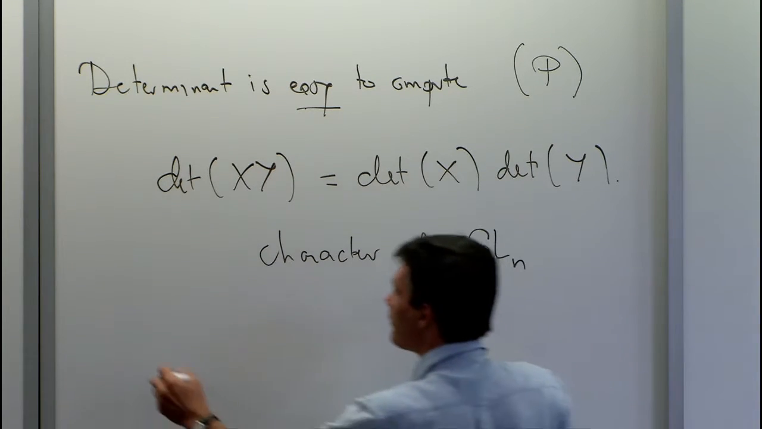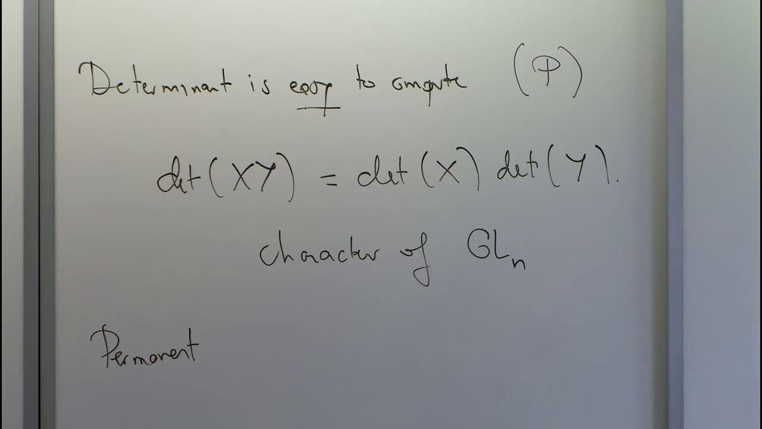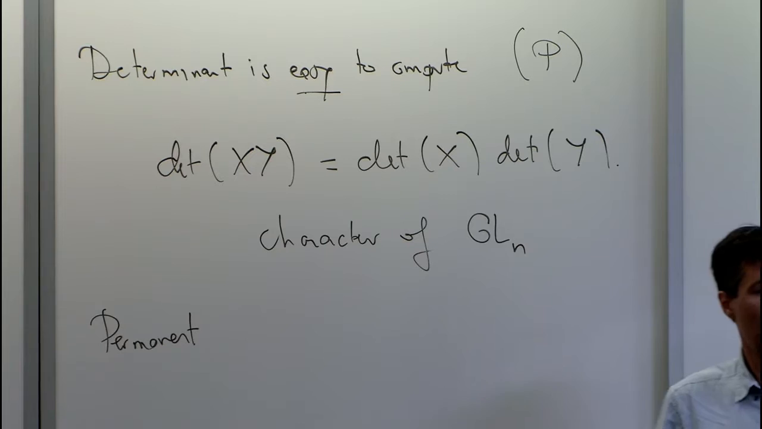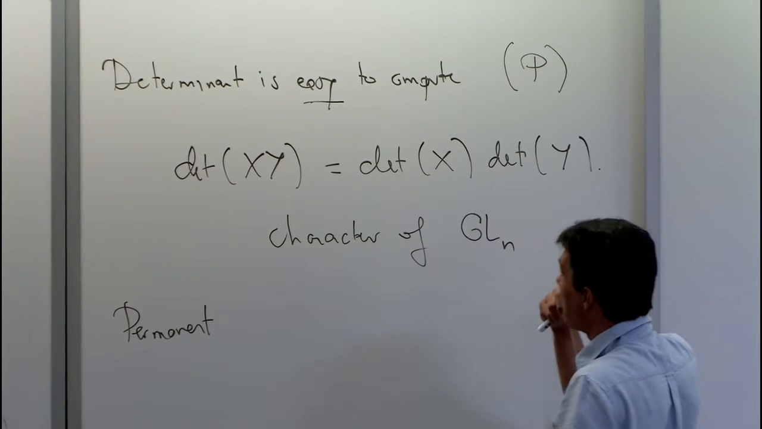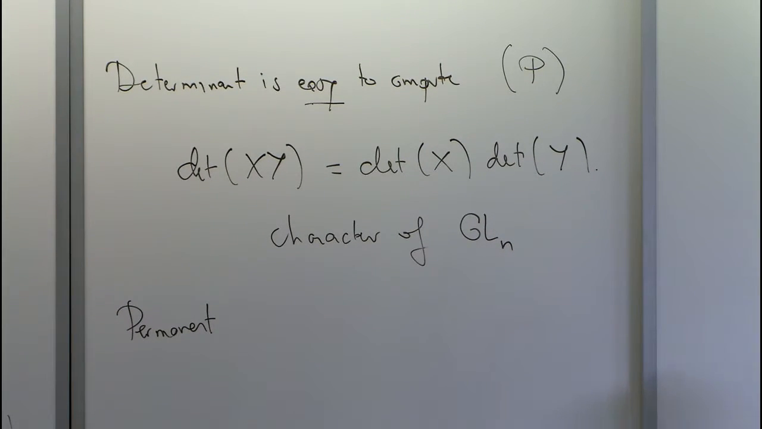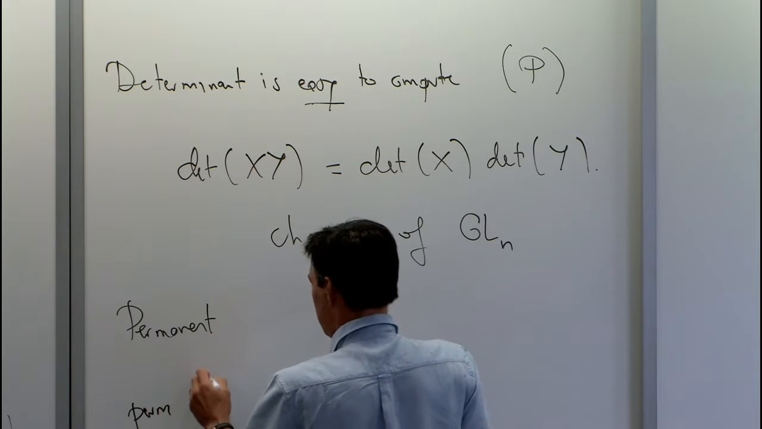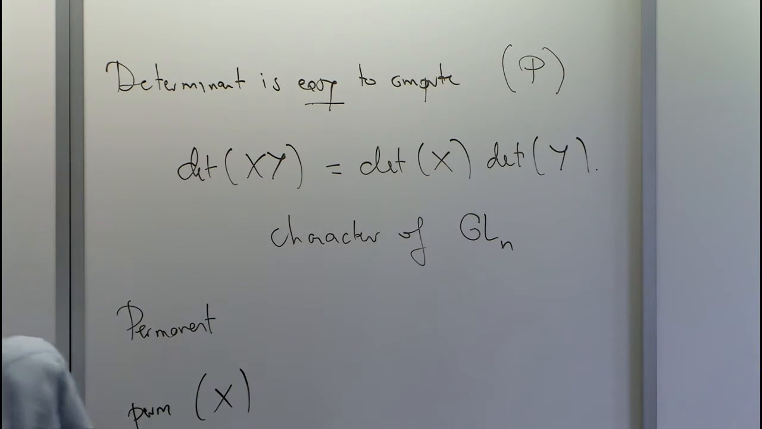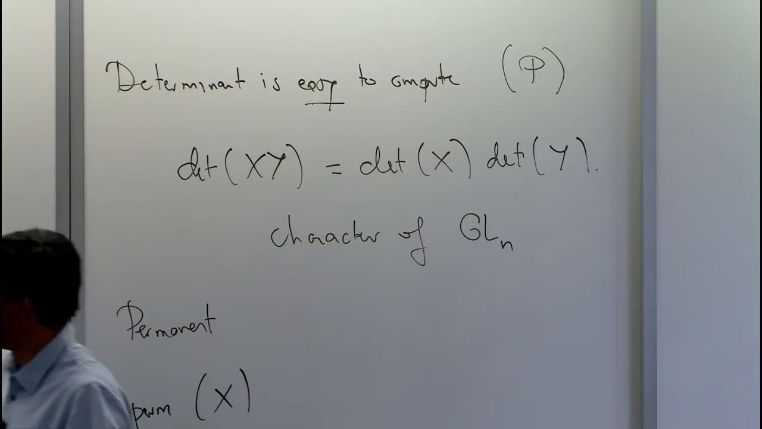The permanent still has some nice properties: you can still expand along lines and columns. The naive operations you can do for determinants, you can also do for permanents. Of course, you don't have the multiplicative property. There are some formulas which allow you to compute the permanent more efficiently than by just taking the defining formula. It will be important to keep track of the size of the matrix, so we denote by perm sub n the permanent of n by n matrices.